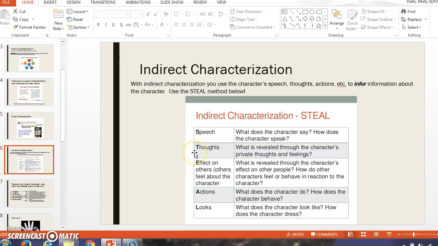Analyze their thoughts. What is revealed through the character's private thoughts and feelings? Next, analyze their effect on others. So how do others feel about the character? What is revealed through the character's effect on other people?